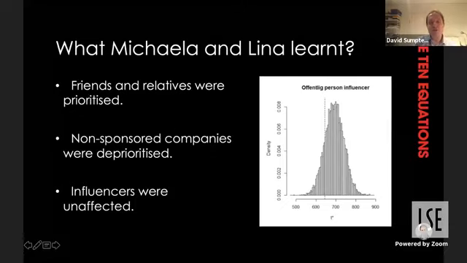What was true was that their friends and relatives were prioritized on Instagram. Companies that weren't paying money to Instagram were deprioritized on the, well, I can't remember the word. It's called feed in English, but it's in Swedish. I've been living in Sweden too long. But influencers were unaffected by this. So influencers were still as influential as before. But friends and relatives were prioritized. And so this is a sort of simple experiment that you can do.